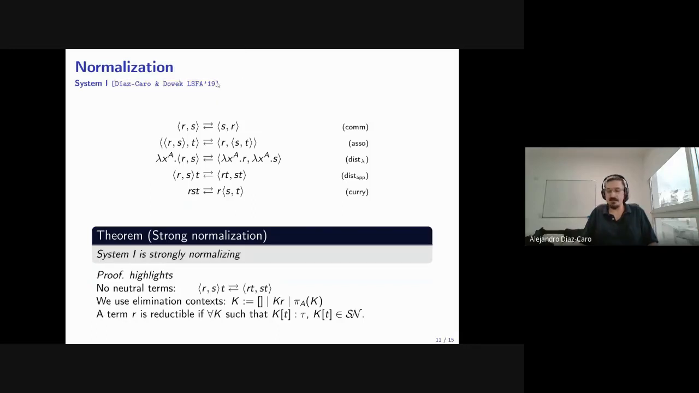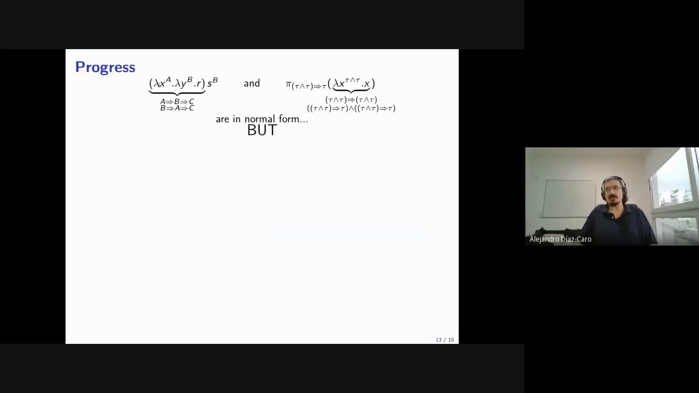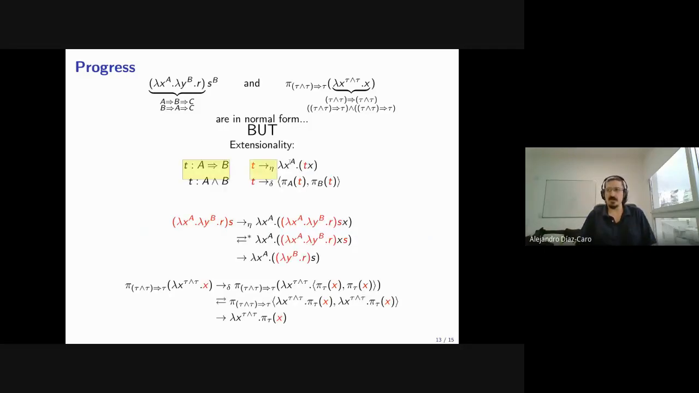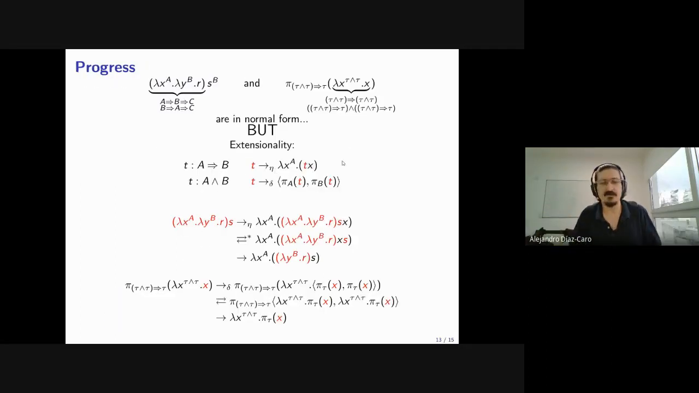And now comes the title of my presentation, which is extensional proofs. It happens that these two are in normal form, so they cannot continue reducing, and they are not introductions, so that is bad. But if you add extensional rules, the extensionality rules are these two rules here. Okay, this is the eta rule. I keep clicking instead of just pointing. Sorry. So these are the two rules, the eta rule and the delta rule.